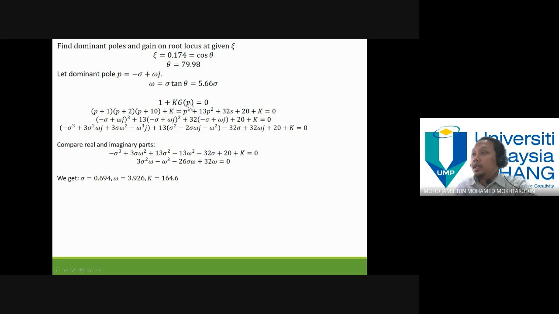So 1 plus KG, G of s. We replace s with the pole that we want here, and expand the formula. So we end up with this third line here. And then we compare the real part and imaginary part of this equation. So we get two equations here. And then you can solve this using Symbolab or MATLAB, okay? Basically, you have three equations and solve simultaneously. So from these equations, you get sigma equals 0.694, omega equals 3.926, and the gain at that pole equals 164.6.